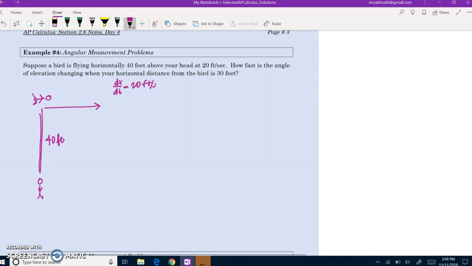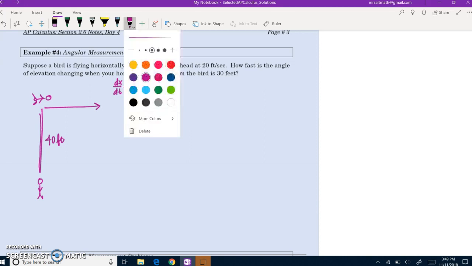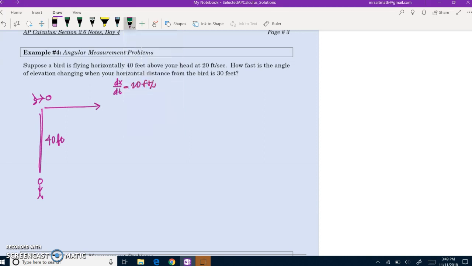Then it asks, how fast is the angle of elevation changing when your horizontal distance from the bird is 30 feet? So let's keep drawing the sketch here. The bird's going to keep flying past us, so it's at the altitude above our heads, 40 feet, but it's going pretty fast at 20 feet per second. So then it's going to end up over here. Let's give it some feathers and a little beak right there. And it tells us our horizontal distance, so from the ground, this value is going to be 30 feet.